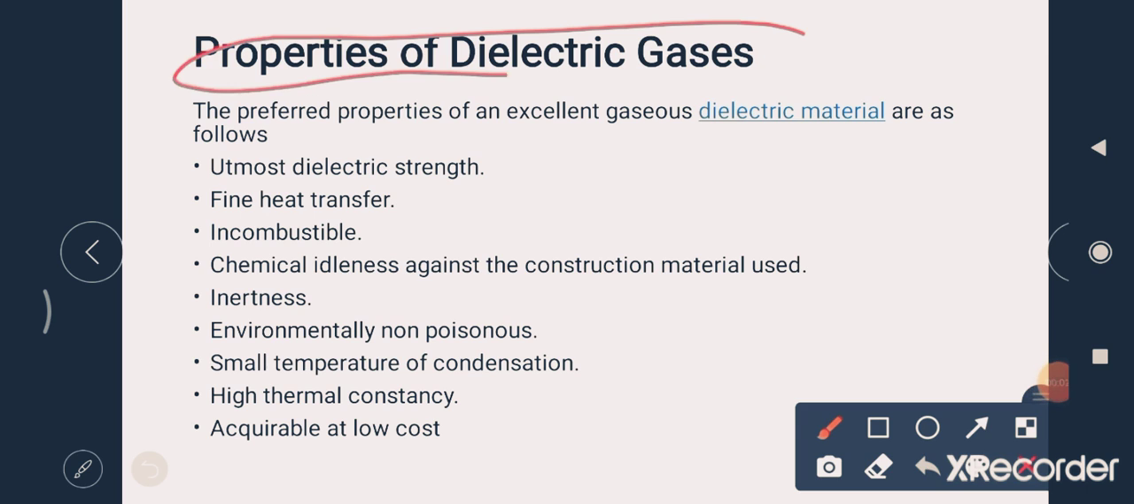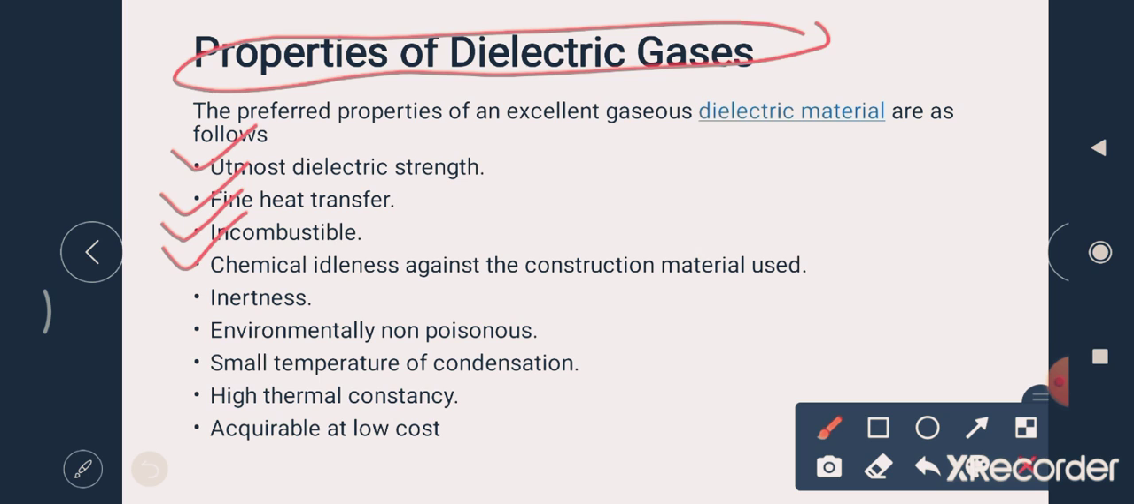Next point is properties of dielectric gases. Following are the properties of dielectric gas. First is high dielectric strength. Dielectric gases have a high dielectric strength. Dielectric strength means the maximum dielectric stress the material can withstand. Next, fine heat transfer. It is incombustible.